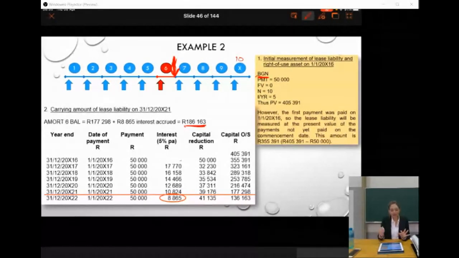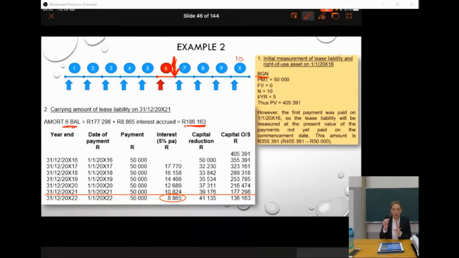But if we ask our calculator to give us the balance after period 6, it's going to give us the balance after the 6th payment has been paid. When it talks about a balance, it talks about the balance after the 6th payment. So if you ask the calculator amort 1 balance, you're going to get the balance after the 1st payment has been made, and the same for amort 6.